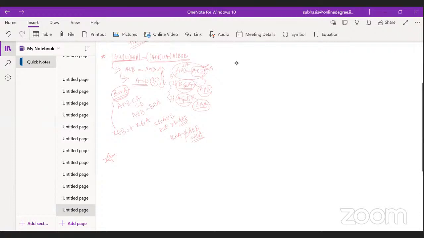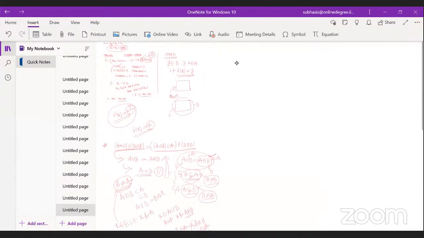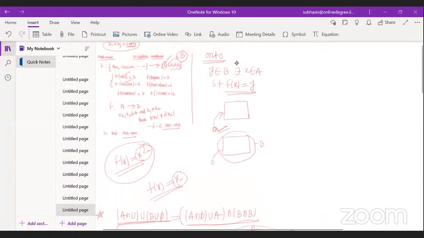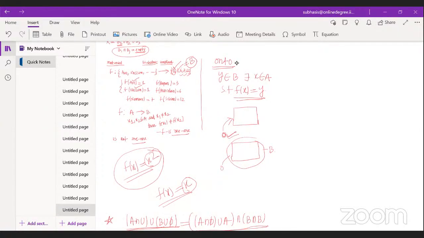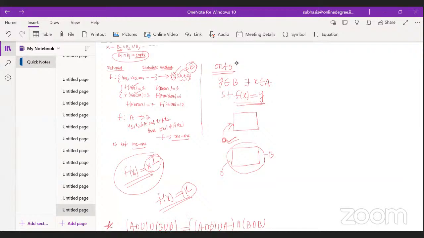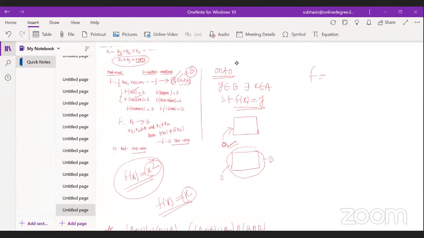I'll give one example, but my point is why I told you to solve a lot of examples. Whatever argument I gave there, that is fine. You can use that same argument to solve a similar kind of problem. But when I give you a function something like R to R, x goes to x squared, then you cannot use the same idea, because here the cardinality of R is infinite and the cardinality of R is infinite.